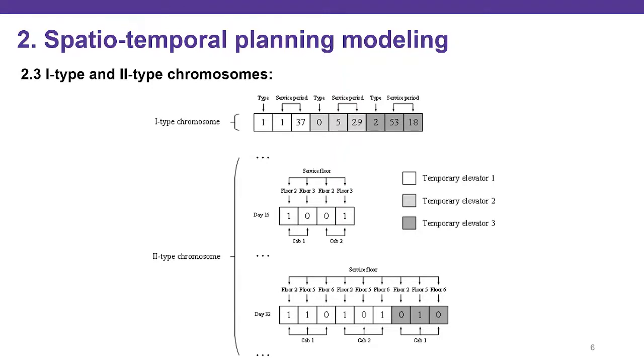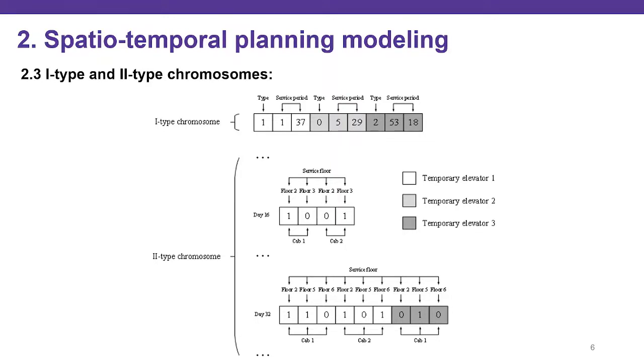It should be noted that the number of temporary elevators is not fixed, and the 1-type chromosome can be expanded as needed. In the 2-type chromosome, the information for available temporary elevators consists of genes representing the service floors on each day, and they are encoded in binary.